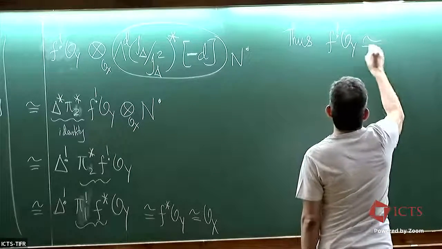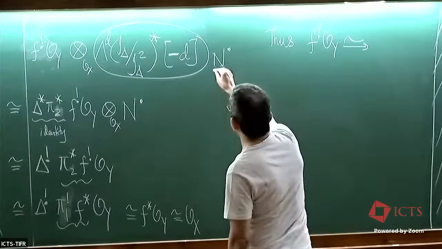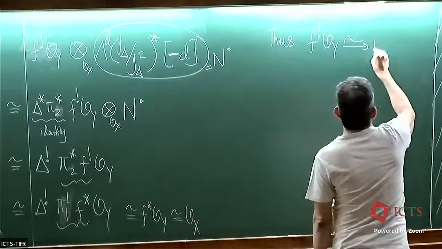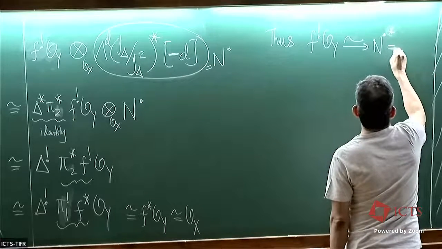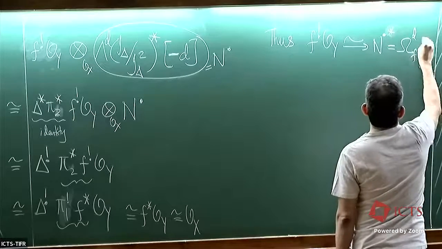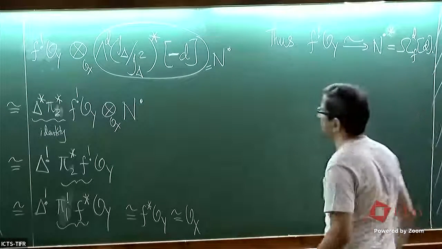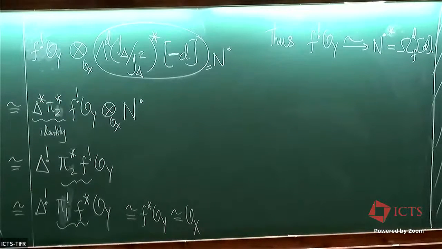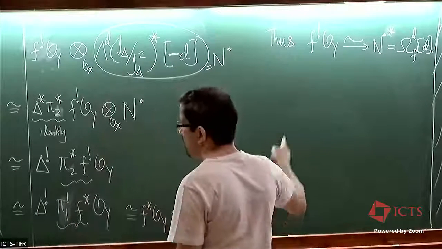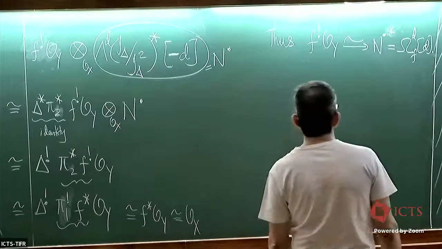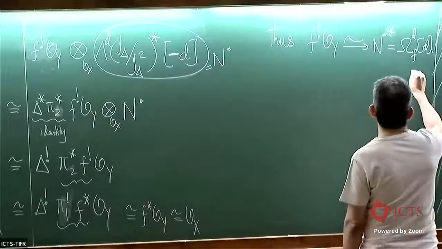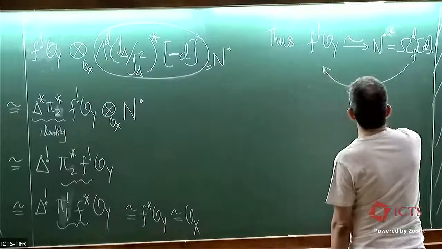OY is isomorphic to, so this was n dot dual, which is omega d f, and that is pretty much the main point. So the inverse of this will be called the Verdier isomorphism. So this we will call a Verdier isomorphism.